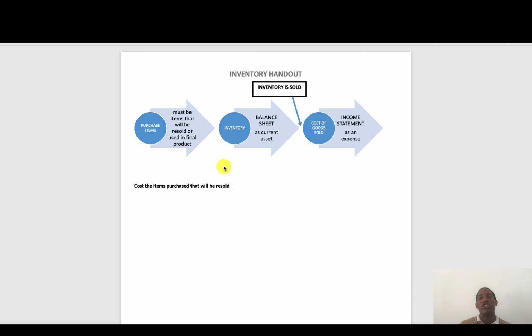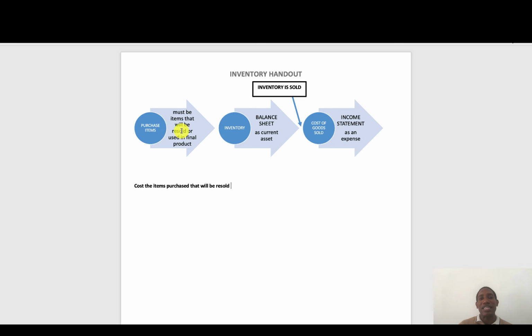You would buy insurance, and it would be prepaid insurance on the balance sheet as an asset. Then when you use up that insurance, it'd be insurance expense on the income statement. Supplies: when you buy supplies, it would be supplies on the balance sheet, and then when you use up the supplies, it would be supplies expense on the income statement. Inventory is very similar. When you purchase the items to be resold, that's inventory that you put on the balance sheet, and then when you sell those items, they move from inventory to cost of goods sold. So there's a direct relationship between inventory and cost of goods sold.